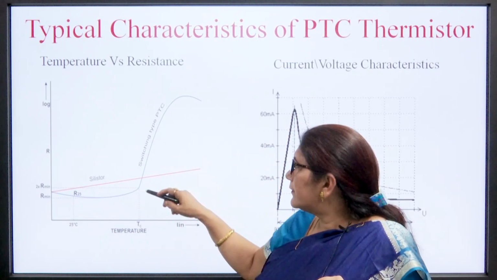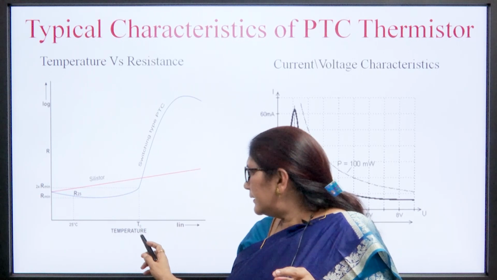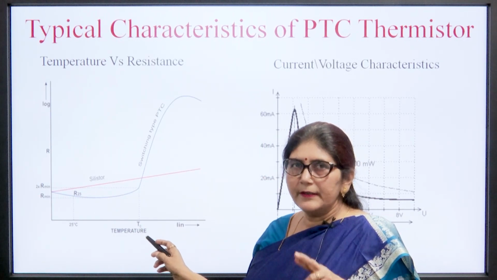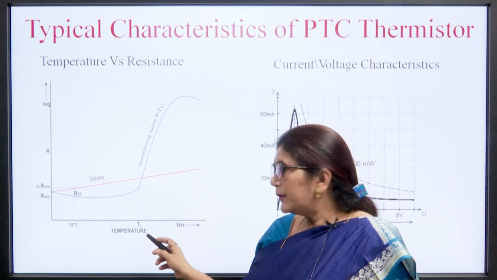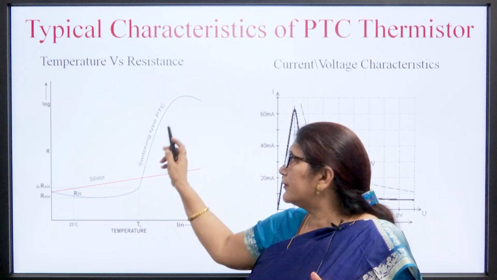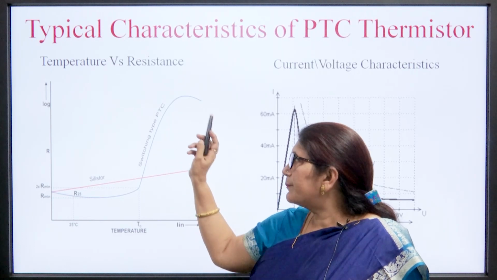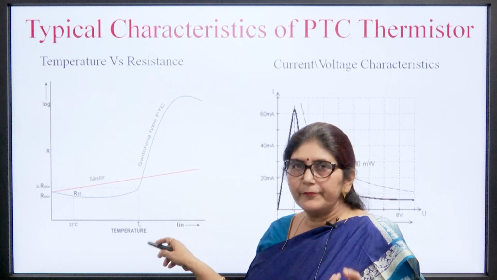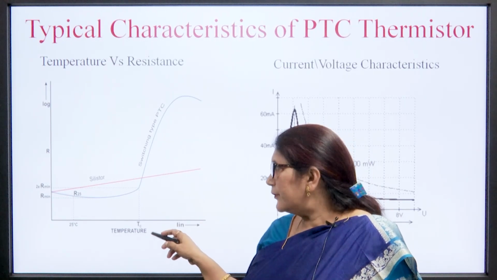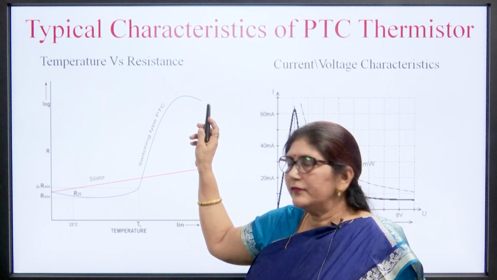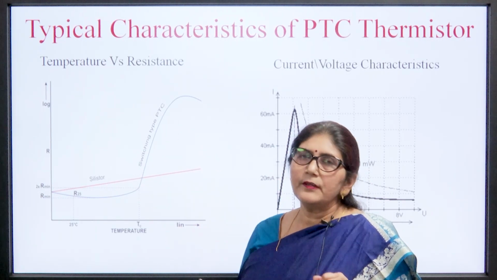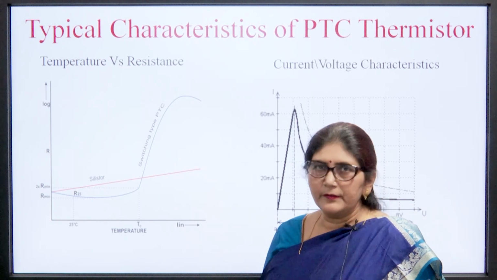So, we can see that till the critical temperature, the Curie point, the resistance of the switching type thermistors is decreasing, but after that point, when temperature increases beyond the Curie temperature, the resistance increases sharply. So, these switches are used for many purposes.